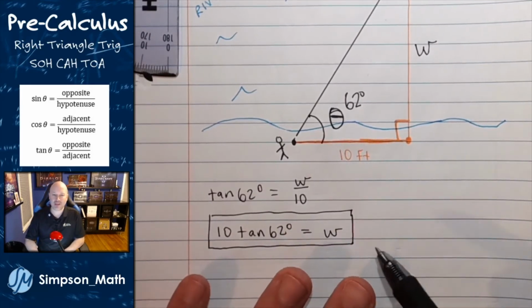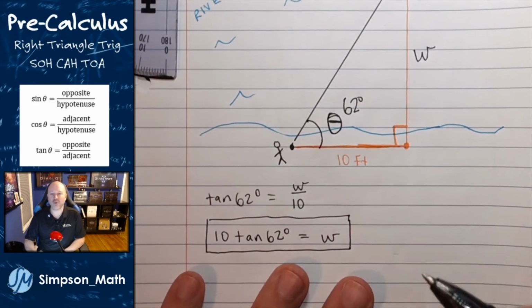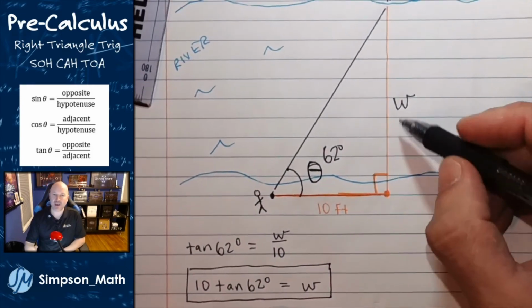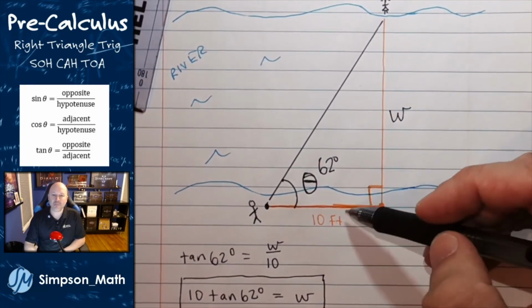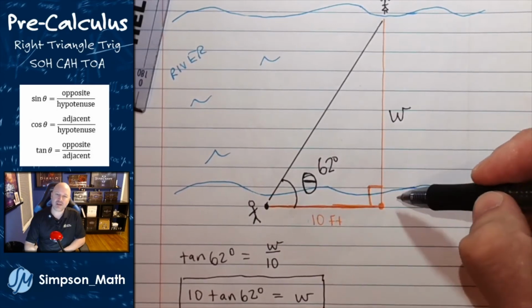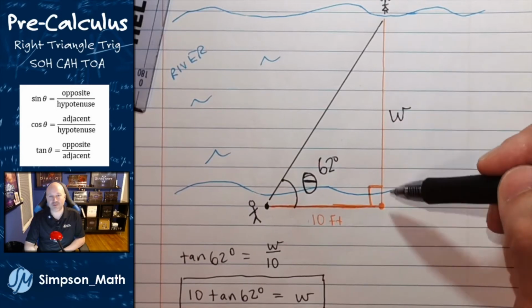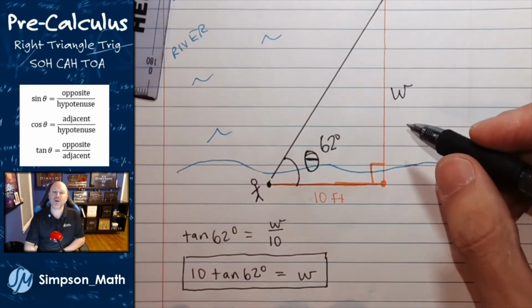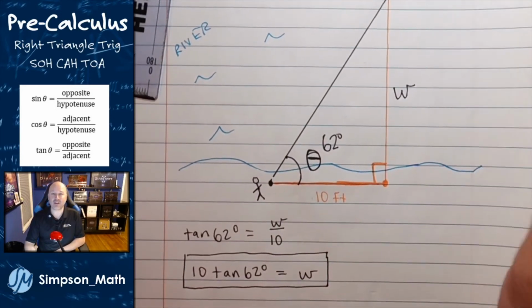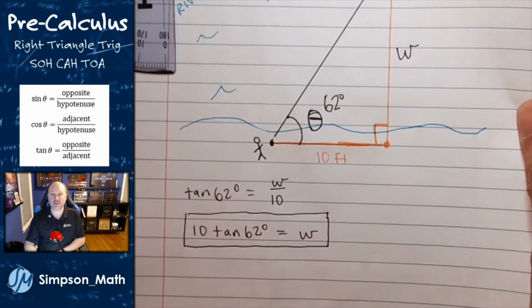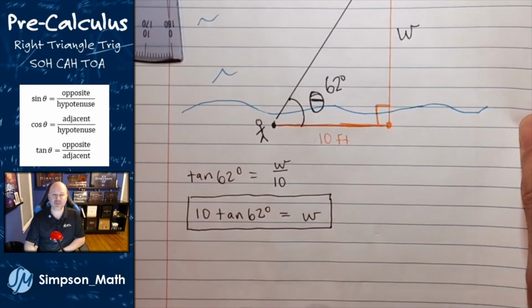Now, if you want to check yourself, or you want a good decimal approximation, like looking at my triangle, if this measures 10, then this better be longer than 10. This looks way bigger than 10. So we can use maybe some technology, a calculator, or Desmos on the website to get a decimal approximation.